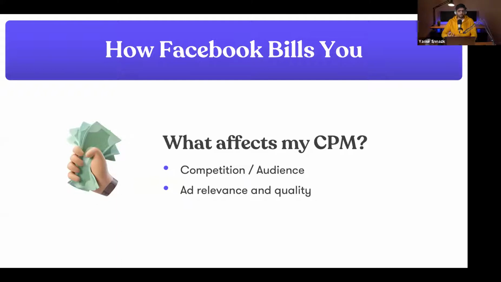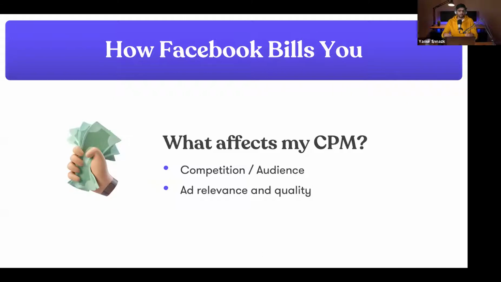The CPM is affected by two main things. There is the competition over the audience that you are targeting. Not all audiences are created equal. Some audiences will have higher CPM than other audiences, and the reason is that advertisers will go after some audiences more than others.